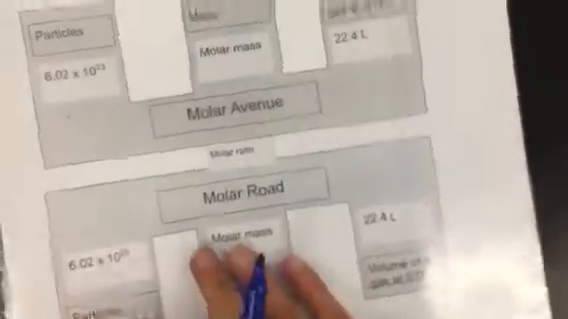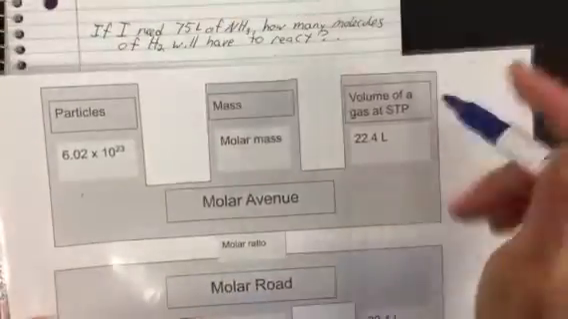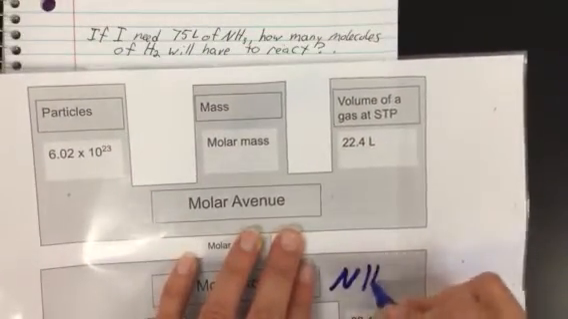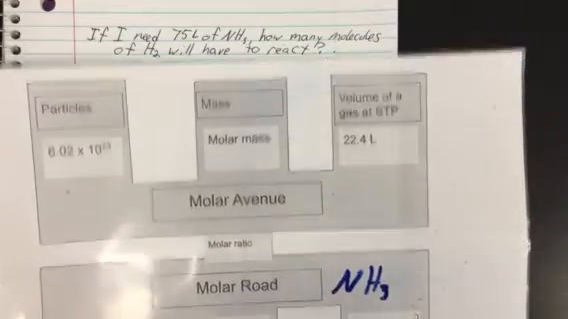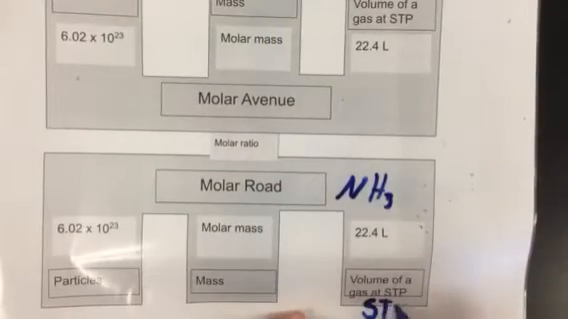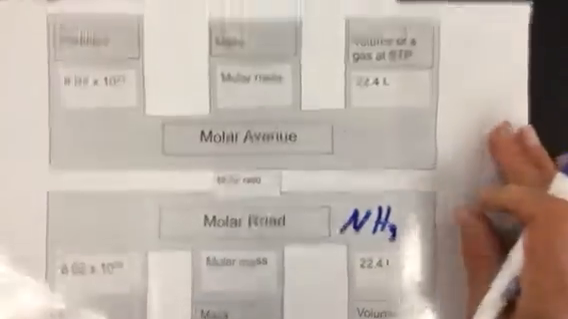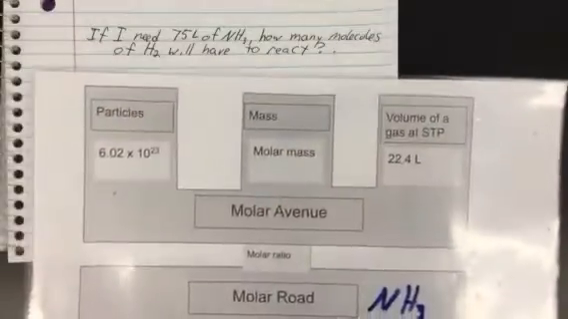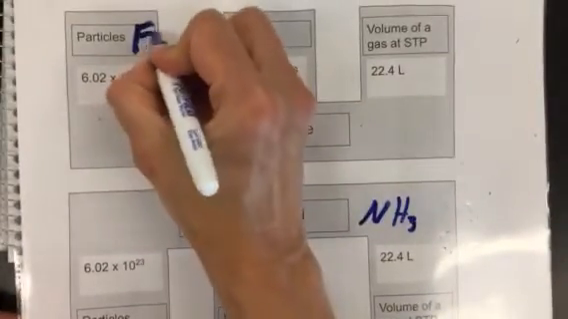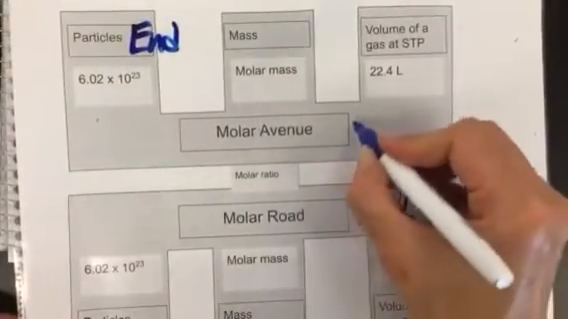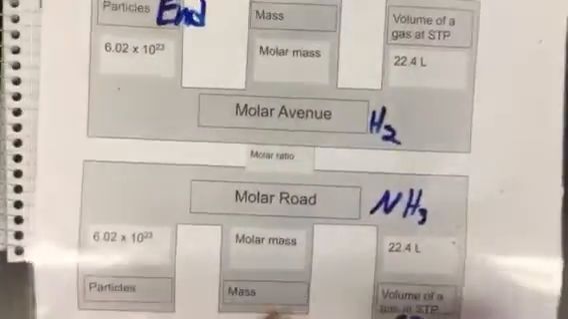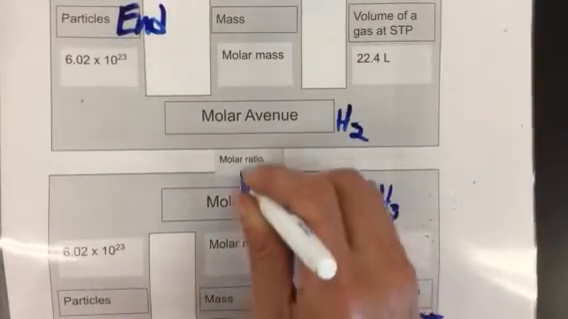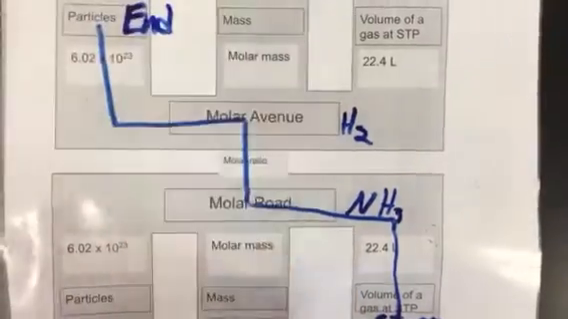I said that we have 75 liters of NH3, so I like to put the start point on the bottom. You don't have to. We're going to start down here at volume, and then we're going to go to how many molecules of H2. Molecules are a particle, so we're going to end up here, and this will be my H2. So I'll need to go through the 22.4, through a molar ratio, and up here through the 6.02.